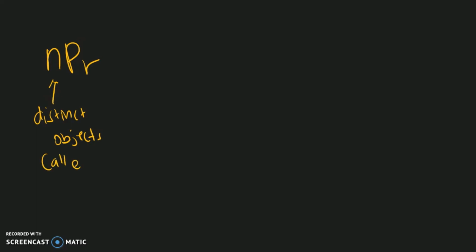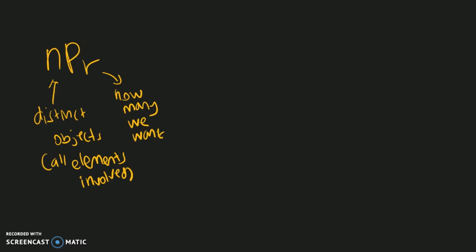So now let's have a more technical look into permutations. So permutations, nPr, where n is the number of distinct objects, or all the elements involved, and r is how many we want. Okay, nPr is equal to n factorial over n minus r factorial.